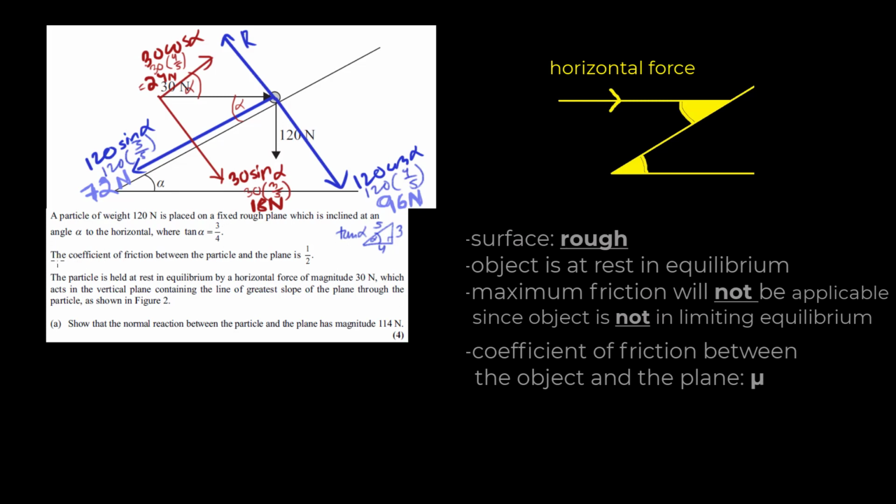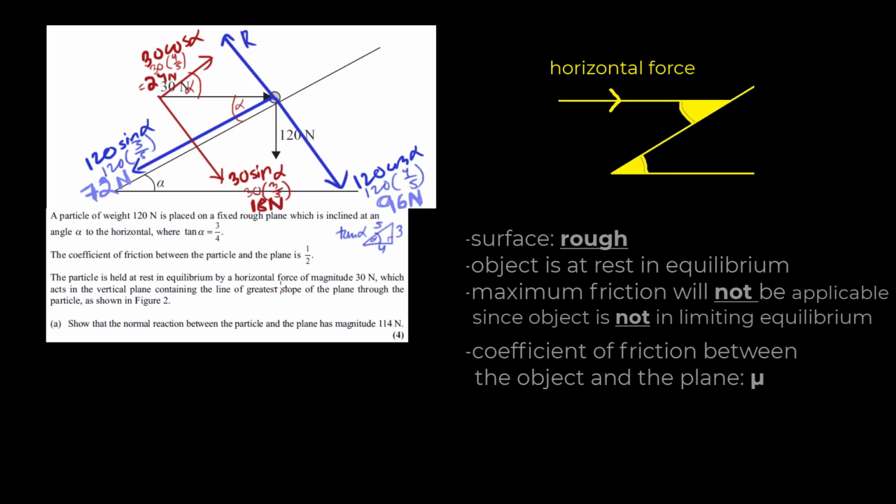Now let's read on. The coefficient of friction between the particle and the plane is half, that is 0.5, mu equals 0.5. The particle is held at rest in equilibrium by a horizontal force of magnitude 30 Newton, which acts in the vertical plane along the line of greatest slope. Line of greatest slope is basically the inclined plane itself, through the particle, like this.